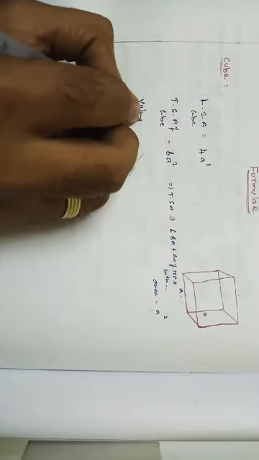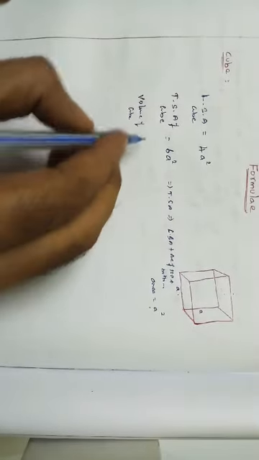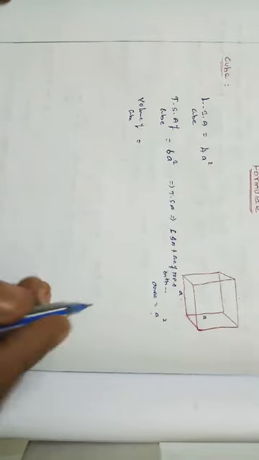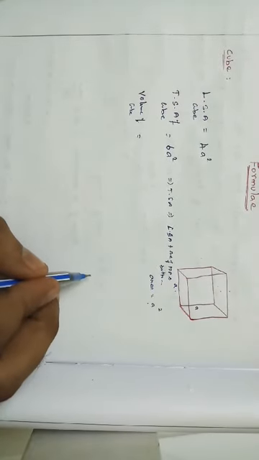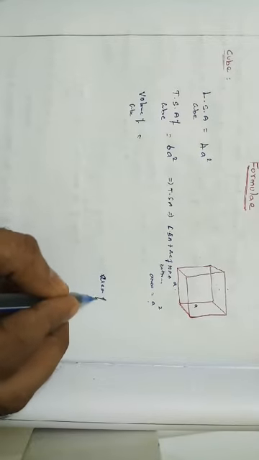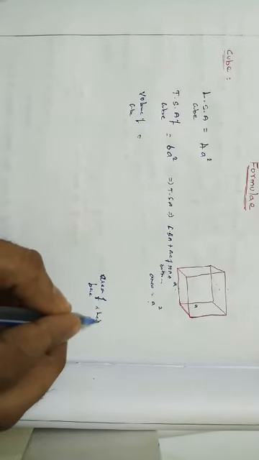This is very important. Next, volume of cube. We are going to find the volume of cube. Before that, there is a very basic thing you have to keep in your mind. This is very important. Volume of any shape: how do we find the volume? Volume of any shape is equal to area of base into height.